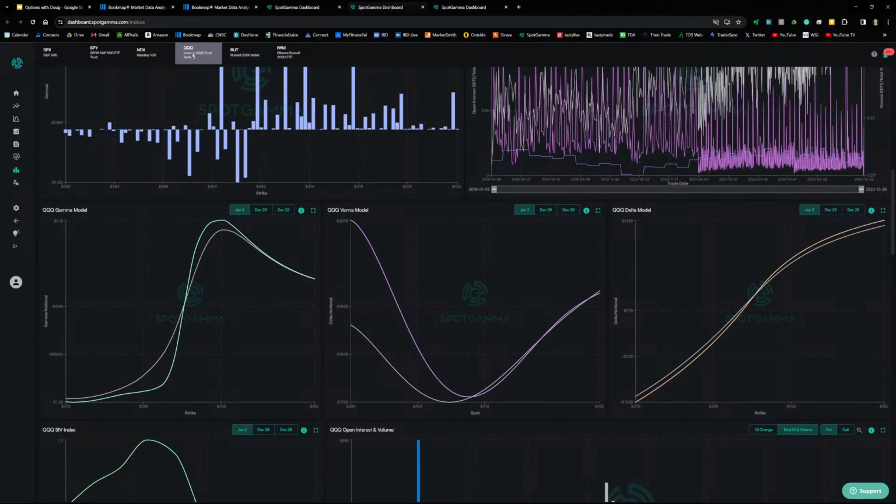Finally, QQQ trading still close to the low of the day, and much further along in this curve on the left portion. All right, let's take a look at some setups now.